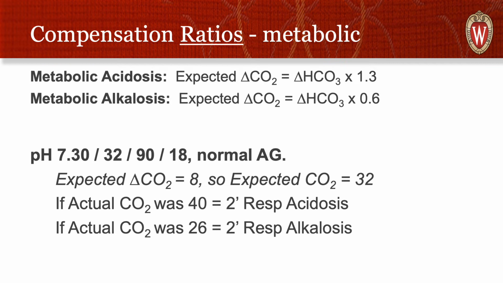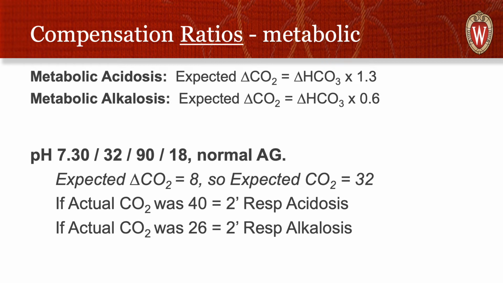Here's another example. pH 7.3 with a CO2 of 32, a PaO2 that we don't care about, and a bicarb of 18 with a normal anion gap. So the primary underlying problem here is acidosis, and it looks like the bicarb is low, so it's a metabolic acidosis. That low CO2 would give you alkalosis, so I know that's not the primary problem. If the anion gap's normal, I move on to compensation ratios.